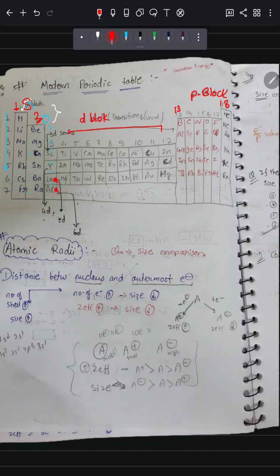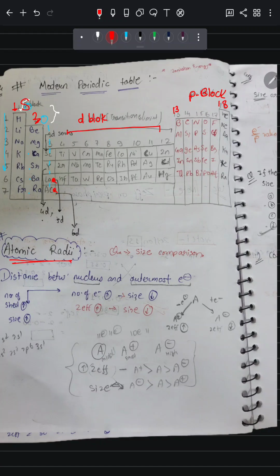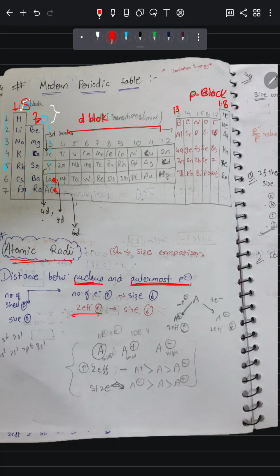So now let's discuss what atomic radius is. Atomic radius is nothing but the distance between the nucleus and the outermost electron. We know that if the number of shells increases as we go down the group, then the size of the element also increases, and if we go across the period, then the number of electrons is increasing, but the Z effective charge is also increasing, so the size is decreasing.